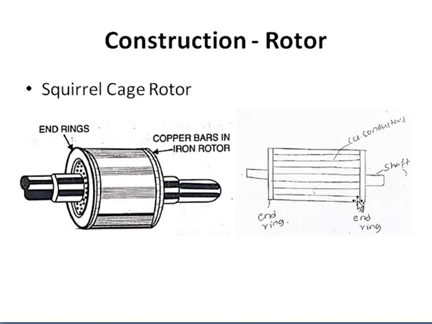So this entire construction, if you see, resembles a squirrel cage. That is why we get the name squirrel cage, and all the conductors on the rotor are short circuited. So we have the bars, and on both the ends the end rings are there which will short circuit all the bars. So what we have on the rotor is a closed circuit of the rotor winding.